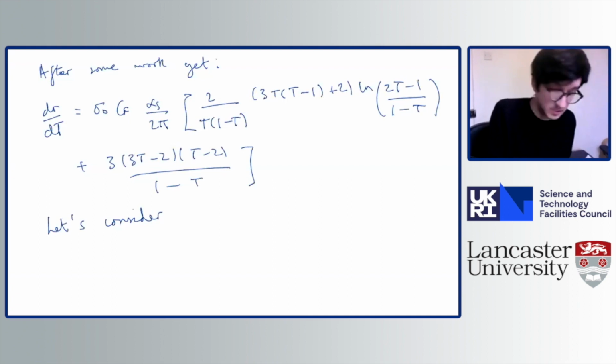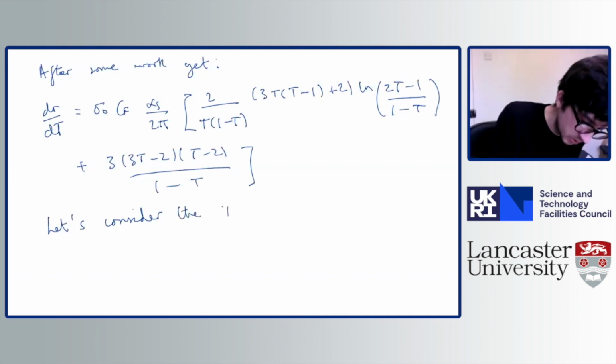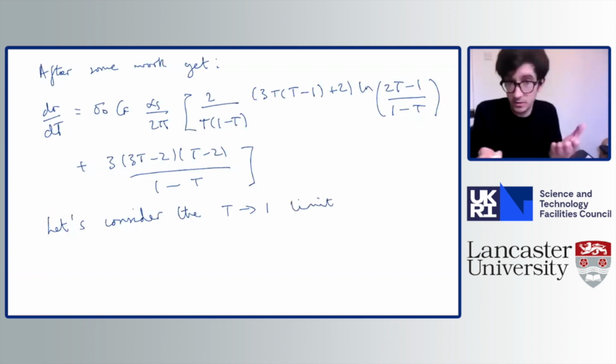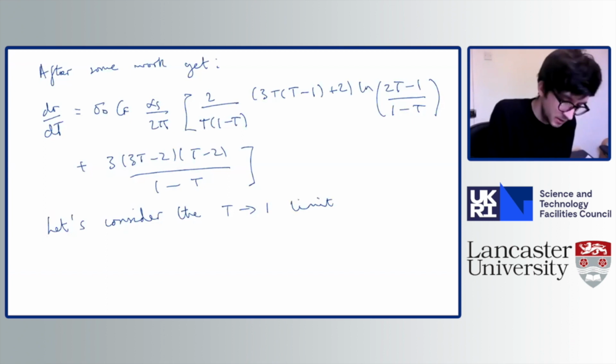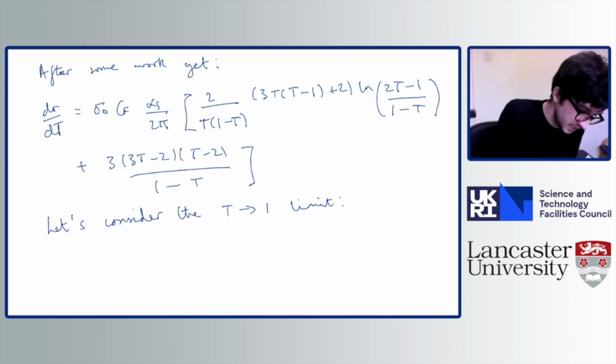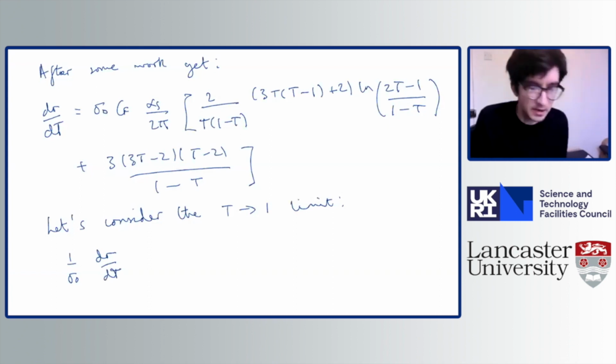But let's consider for simplicity, and because it's going to be of the most interest to us here for what we want to show, the T goes to 1 limit of this expression. Okay, so we don't want it in this full generality, although I've given it for you, but let's consider that limit. In particular, I'm going to take 1 over sigma naught d sigma dT for a reason that will become clear in a minute.